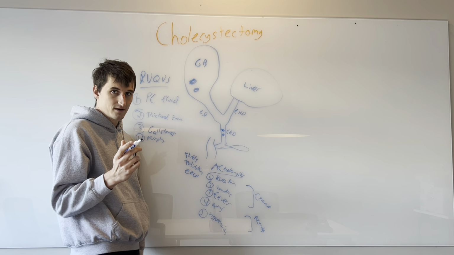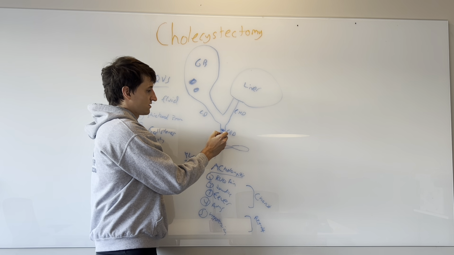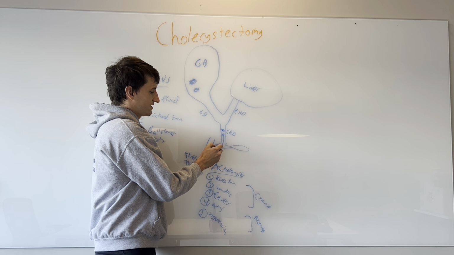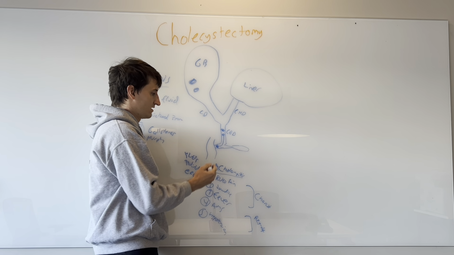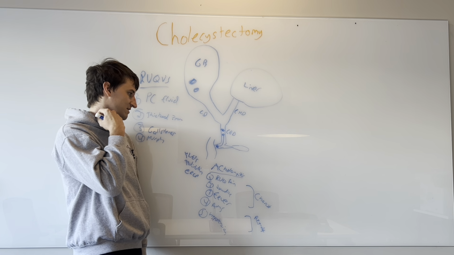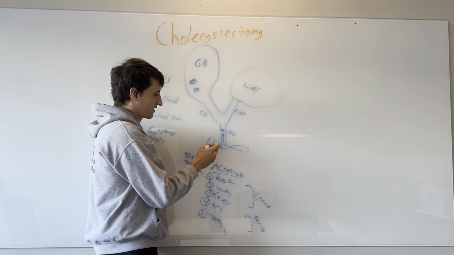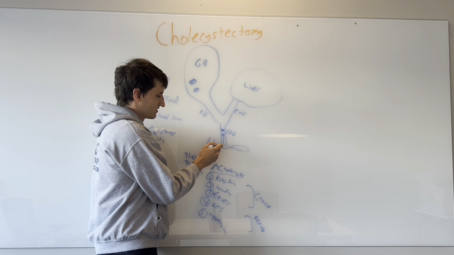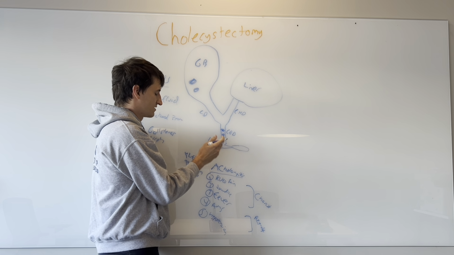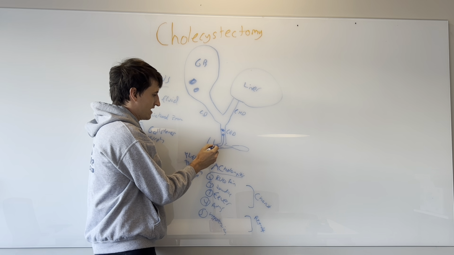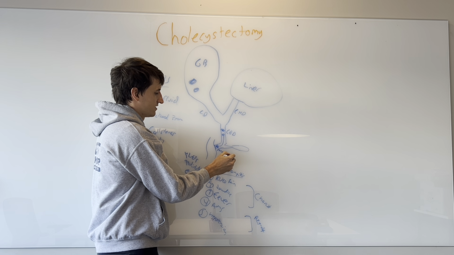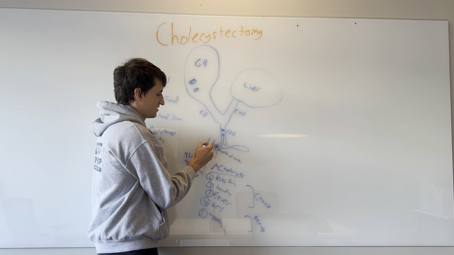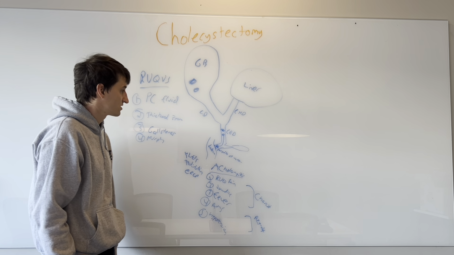Other thing that can happen is stone gets stuck right about here, and then the patient can also have pancreatitis with that as well. Elevated lipase, amylase, and obviously, the pancreatic duct and the common bile duct empty at the ampulla, into the duodenum. Okay, so that's something you gotta know. That's a good start here.